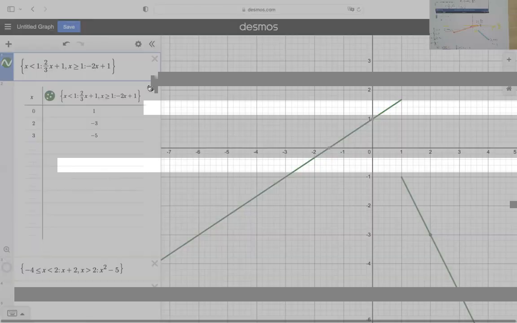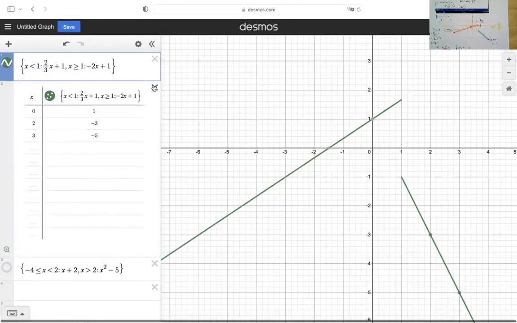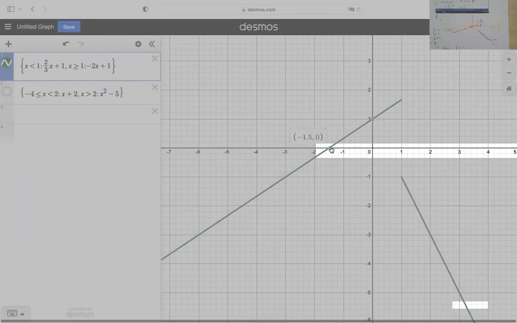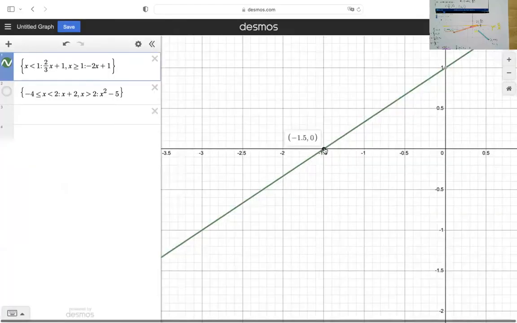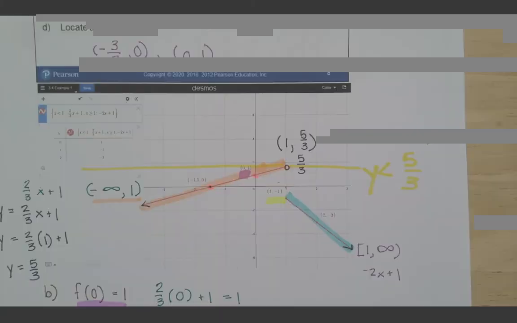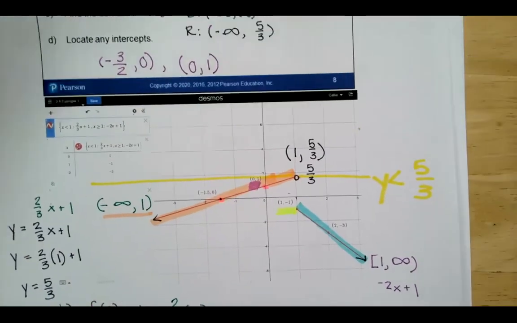Good? Okay, and then find the domain and the range, locate any intercepts. Even without the table, Desmos shows you the intercepts. Okay, and then you just click on it and it gives you the precise point of it. 0, 1, negative 1.50. So that's how you find the intercepts, okay? Let's do our next one.